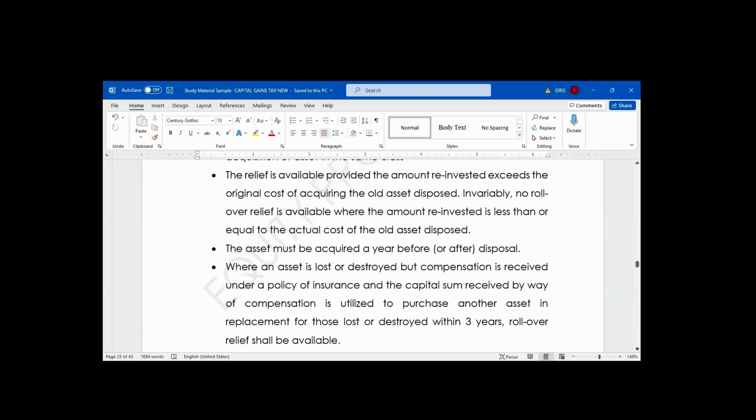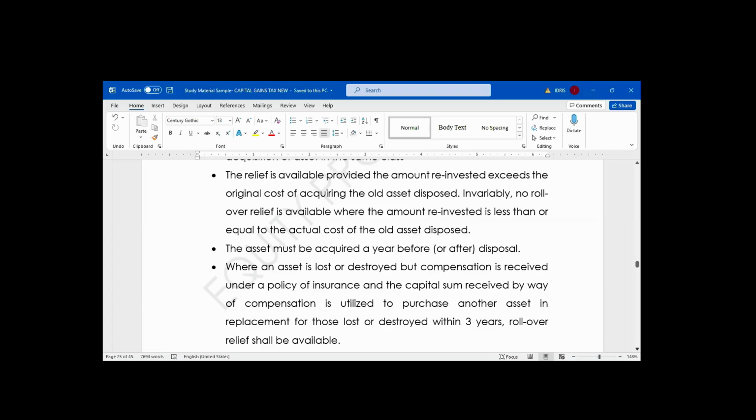you insured your asset. Take for instance, you insured your land and building. A fire incident happened that destroyed the building. The insurance company now pays you compensation. Assuming you acquired the building for 20 million, and when the insurance company wants to pay you compensation, they pay you 50 million. Indirectly, you have made a capital gain.